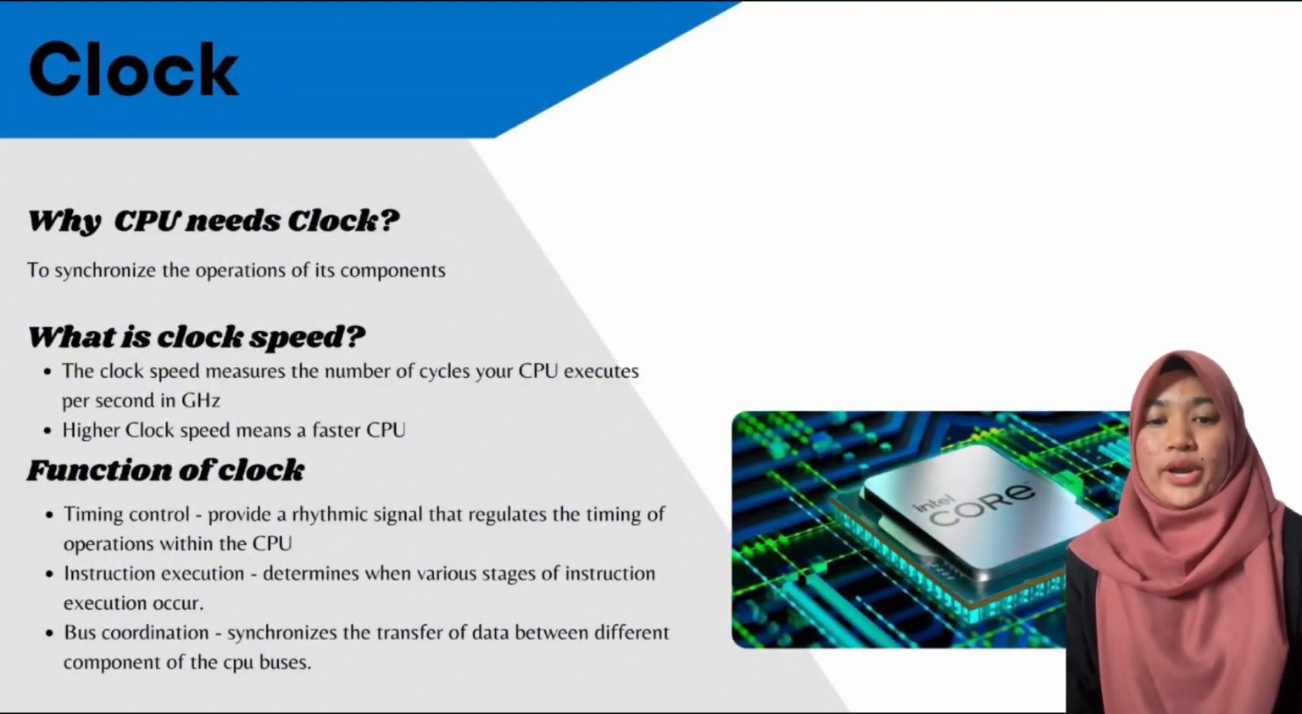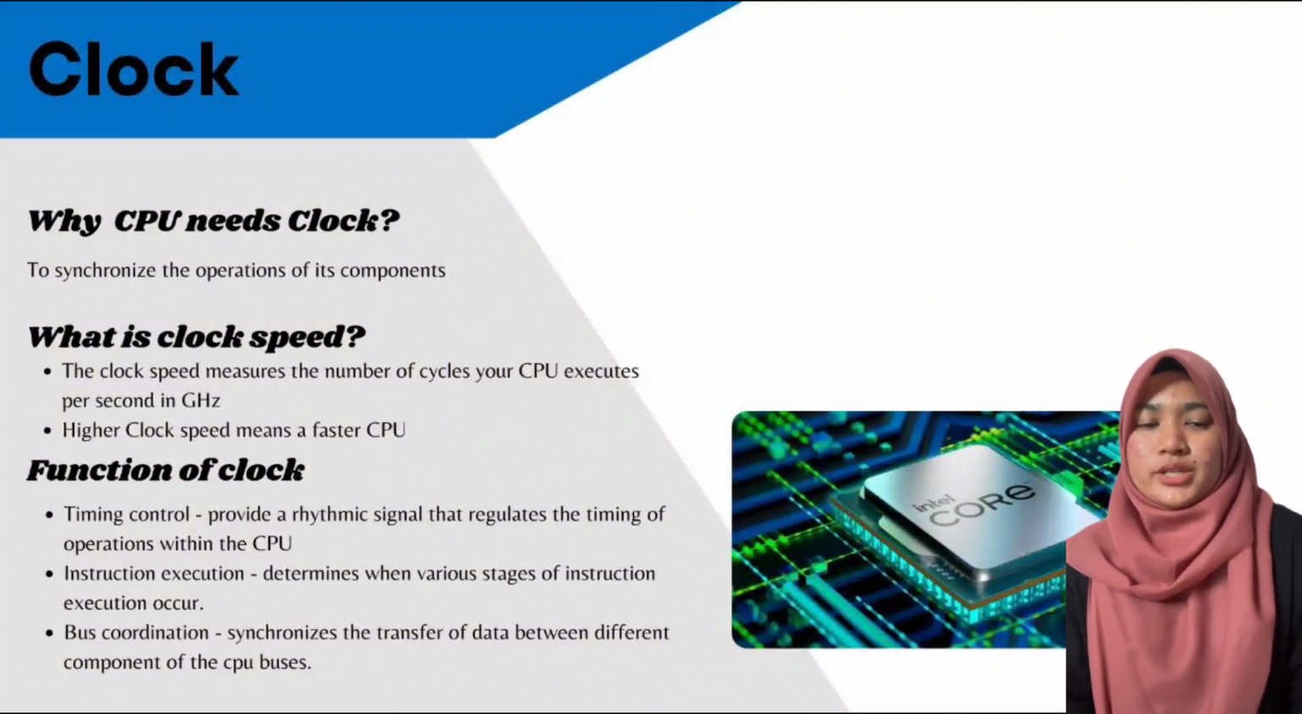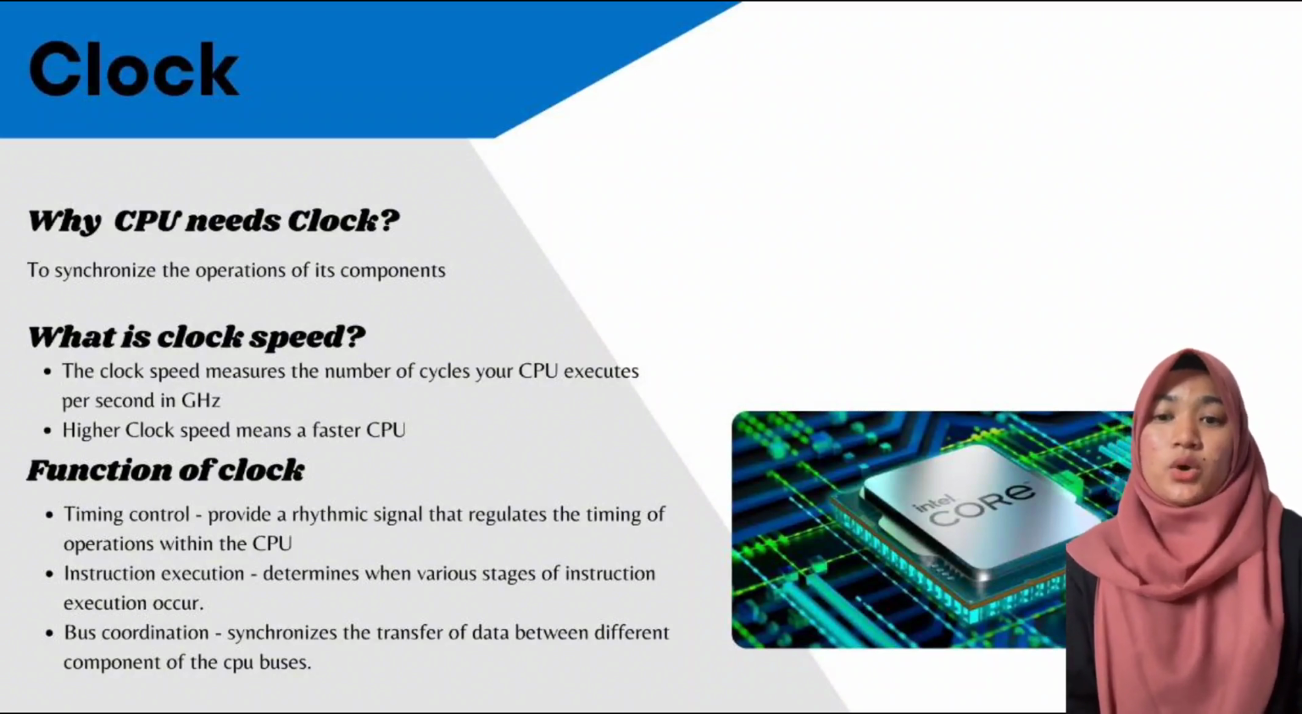Functions of the clock. 1. Timing control. The clock provides a rhythmic signal that regulates the timing of operations within the CPU. 2. Instruction execution. It determines the various stages of instruction execution that occur in the CPU, such as fetching, decoding, and executing instructions. Each instruction takes one or more clock cycles.